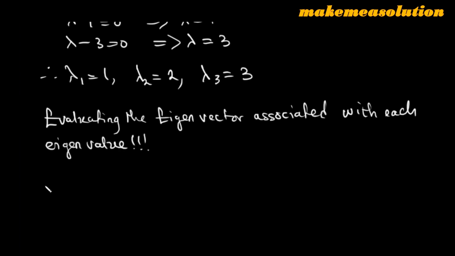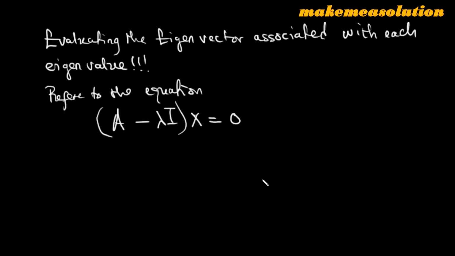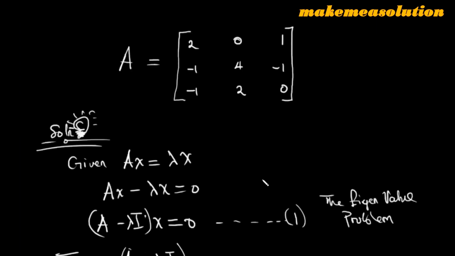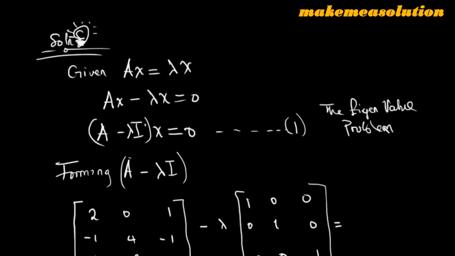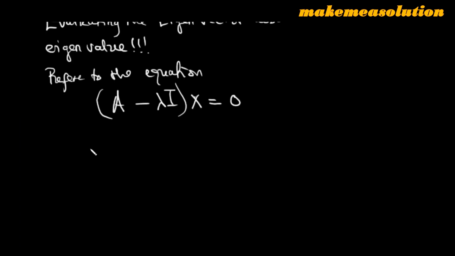So we'll start with the equation, your A minus lambda I times x equal to 0. Okay, so we're going to make reference to this equation. Remember, we established this equation at this point. This is the eigenvalue problem, so we are going to make reference to it.